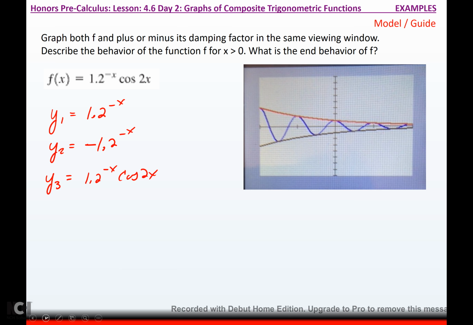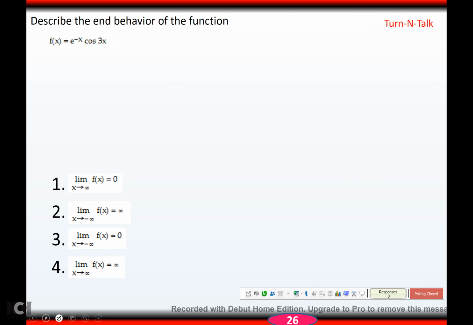So they want us to describe the end behavior of f, for x greater than 0. So from over here, you take the limit as x approaches infinity, and the function is getting closer and closer to 0. The waves are getting closer and closer to 0. Okay, so you try this one, hit pause, come back when you're ready. And hopefully you got the limit as x approaches infinity, the function goes to 0.